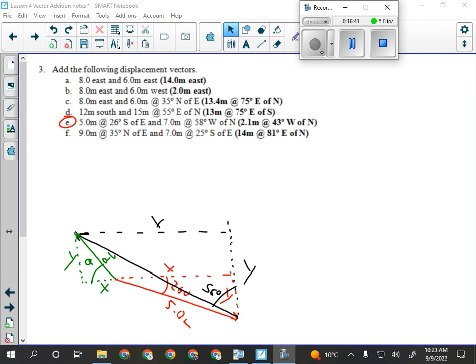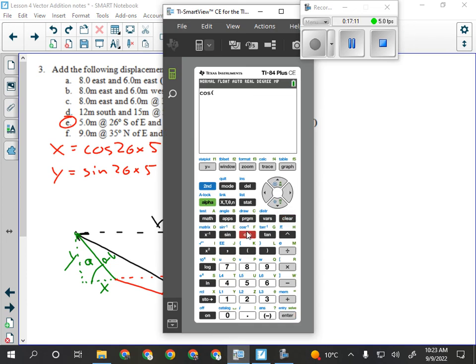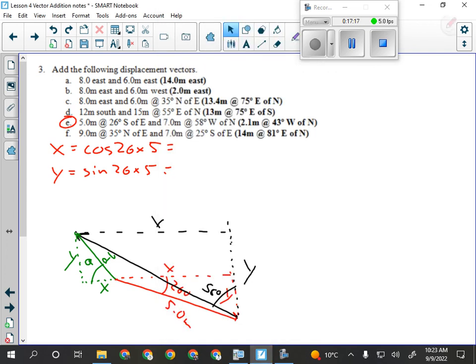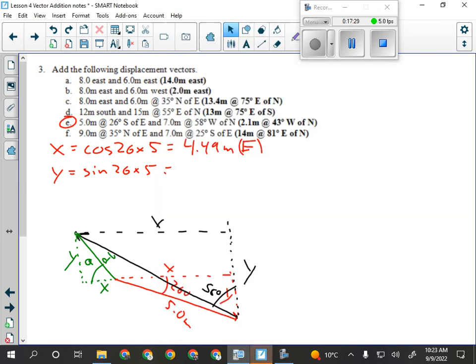So on this one, guys, if we're looking to get all of our bits and pieces, our x component for our first 5 meter vector is going to be the cos of 26 times 5 meters, and for our y, it's going to be the sine of 26 times 5 meters. So 4.49 meters east, and then sine of 26 times 5 is 2.19 south.